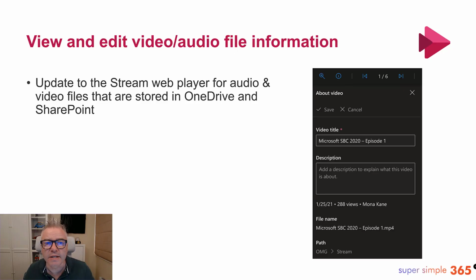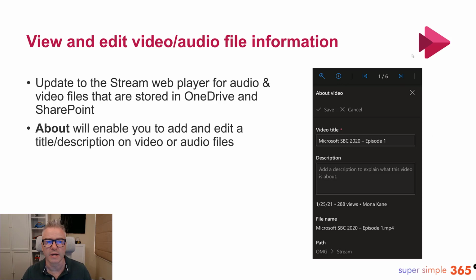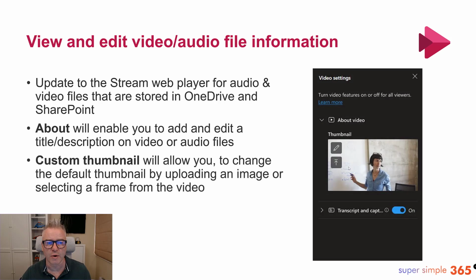So when I talk about this is Stream, the Stream web player for audio and video files which are stored on OneDrive and SharePoint. So this first one is getting an about. So you can see here, it's just a nice easy way to edit title and description. Also adding a thumbnail. So I quite often like using, let's say I'm recording a presentation or a training session or a meeting. I quite like to use the first title, the title slides, or the first slide of the presentation. I like to save that as a JPEG and then use that as a thumbnail. So you get the ability to do that.